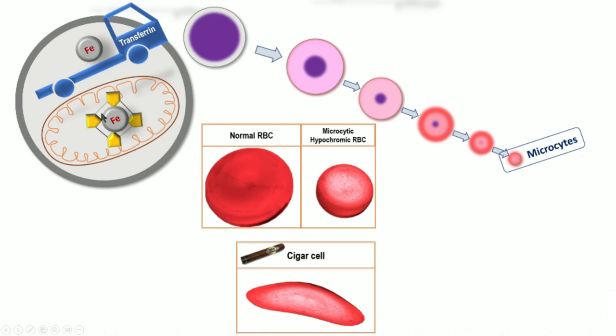Here it is incorporated into the center of the protoporphyrin ring to form heme, and from heme the globin chain is attached to it and hemoglobin is formed. So in iron deficiency, this iron won't be incorporated, and free protoporphyrin ring will accumulate in the RBC and it is toxic for the RBC.